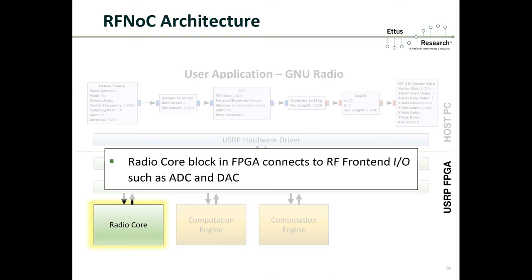The radio core block provides the connection between the FPGA and other components in the radio, such as the RF front end, and the ADCs, and the DACs. For receive operations, IQ samples are output from the radio core block. For transmit operations, IQ samples are input into the radio core block.